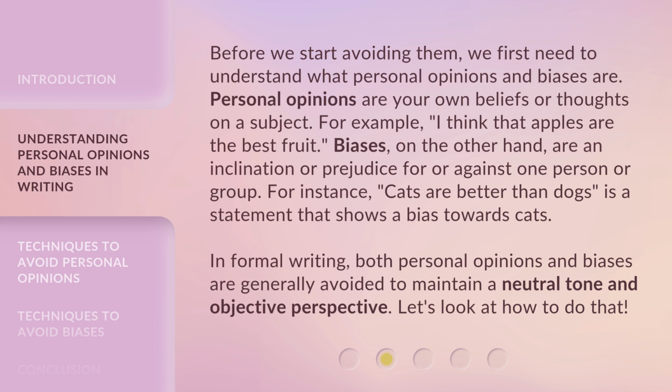Before we start avoiding them, we first need to understand what personal opinions and biases are. Personal opinions are your own beliefs or thoughts on a subject. For example, I think that apples are the best fruit. Biases, on the other hand, are an inclination or prejudice for or against one person or group. For instance, cats are better than dogs, is a statement that shows a bias towards cats.